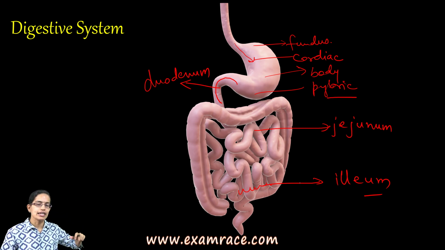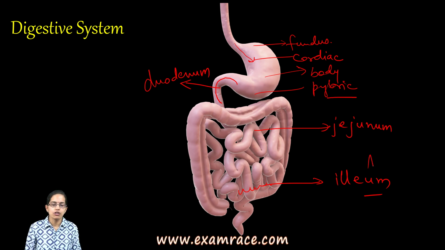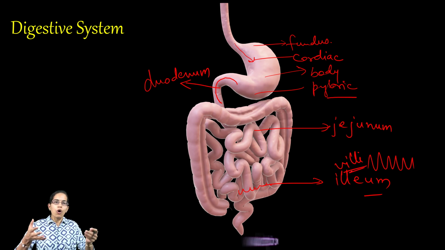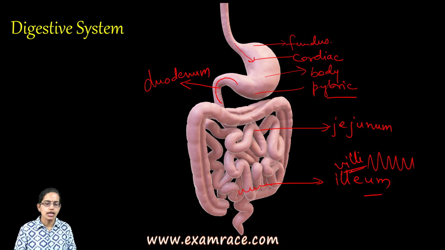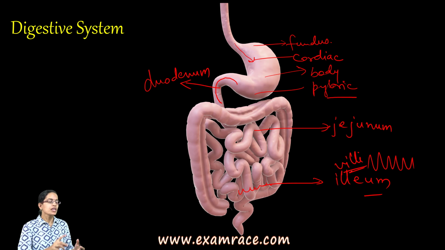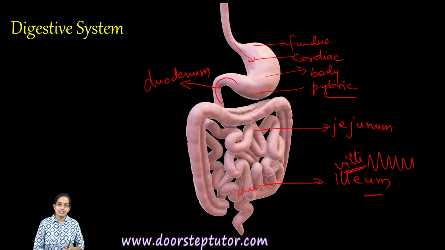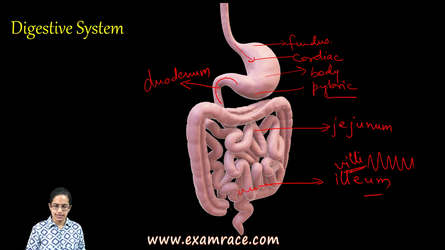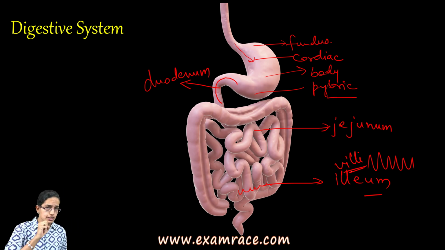Ileum is a highly wavy structure where you have a lot of villi present, and most of the absorption of nutrients is done in the section of ileum. Most of the digestion that is done here is of glucose, fructose and fatty acids. So this is the small intestine.